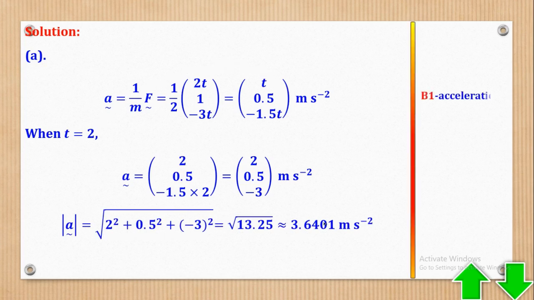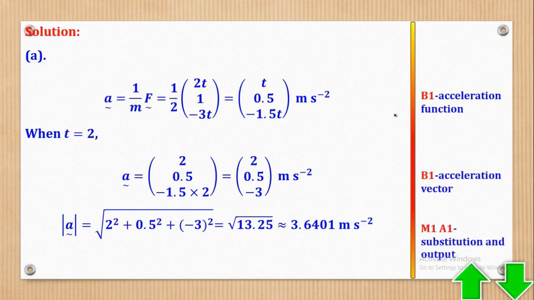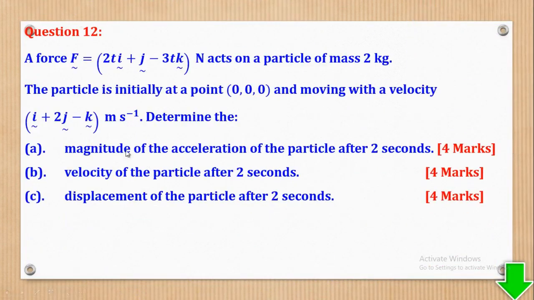So before I go to the next slide, let's see how much can be awarded for this slide. So B1 for the acceleration function, B1 for acceleration vector, M1 for substitution, and A1 for the output. So that was magnitude of acceleration, but they also wanted velocity of the particle after 2 seconds.